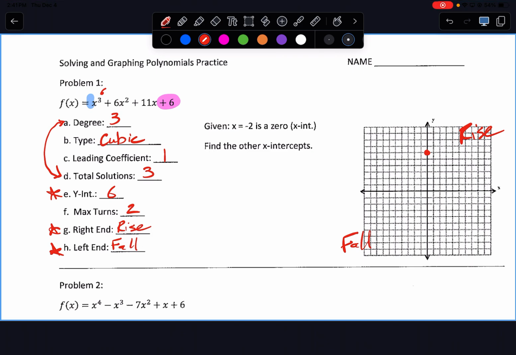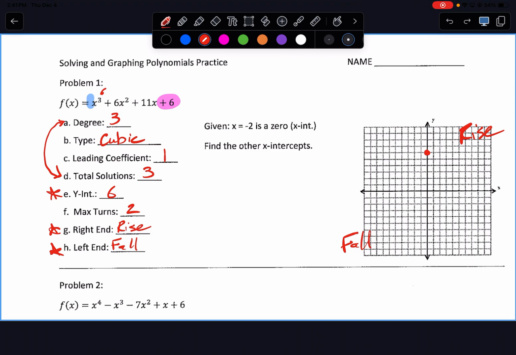Now, in previous lessons, what we did here was we looked at, all right, I know it's got to have 3 solutions, 2 turns, so we went like this. 1, 2, 3. And we just sketched it in there. And sometimes it looked like that. Other times it might have looked like that. Okay? But we just sketched it in. And what I told you at that point was eventually we're going to know exactly where those x-intercepts are. And that's where we get to today.